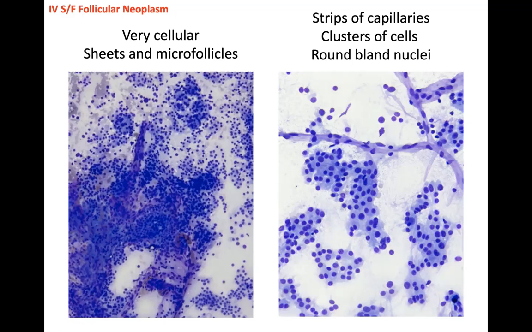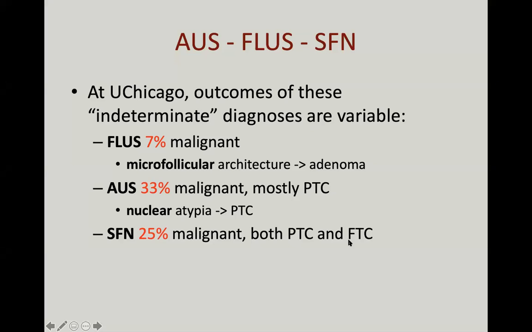Lots of cells, lots of vessels, but the nuclei are still rather round and regular. So the options for this kind of case might be either a very cellular follicular adenoma or even a follicular carcinoma. So these are the so-called indeterminate cytologic diagnoses, AUS, FLUS, and suspicious for follicular neoplasm.